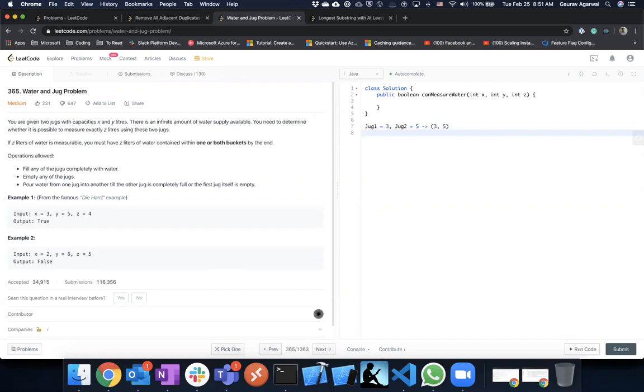So the first time, we can have 0 liters, right? Both jugs are empty, and we have 3 liters or 5 liters. For the second operation, now we have 3 and 5. What can we make from 3 and 5? If the first jug is empty and we pour the water from the second jug to the first one, then we can make 2 liters.